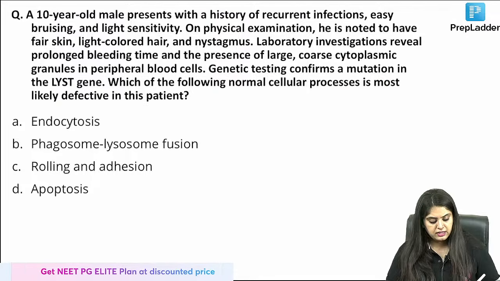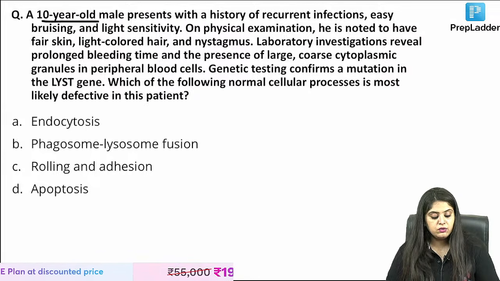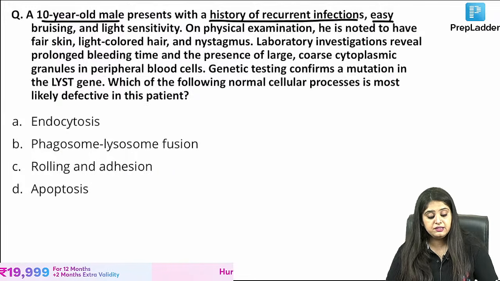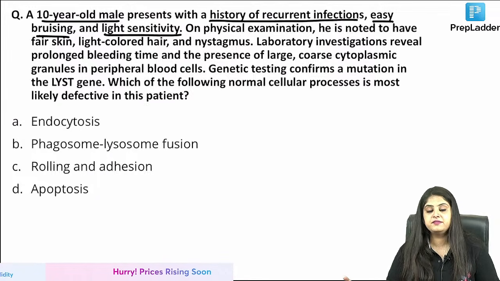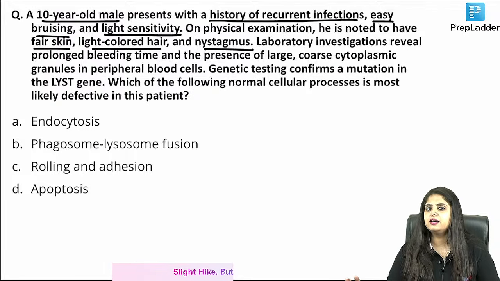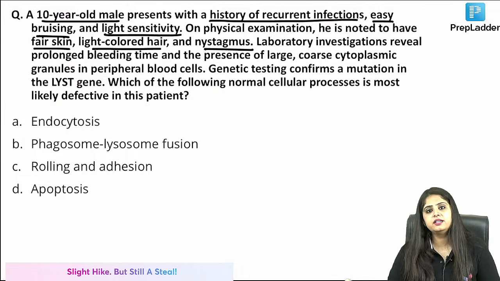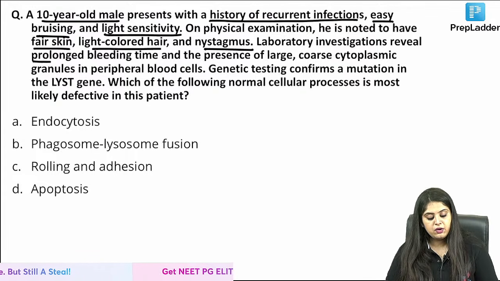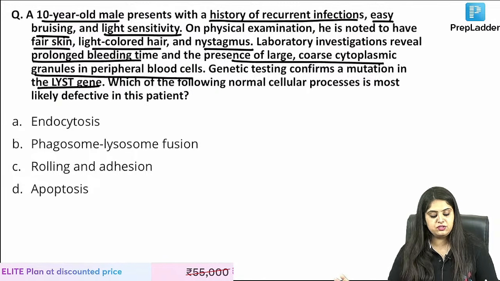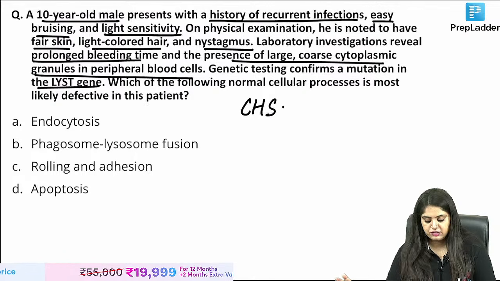One more question I think we have on this. There is a 10-year-old male patient who presents with history of recurrent infections, easy bruising, light sensitivity. There is fair skin, light hair and nystagmus. Fair skin, light hair. Are they talking about silvery gray hair? Maybe albinism. Prolonged bleeding time and large coarse cytoplasmic granules with LYST gene, classical Chediak-Higashi syndrome.